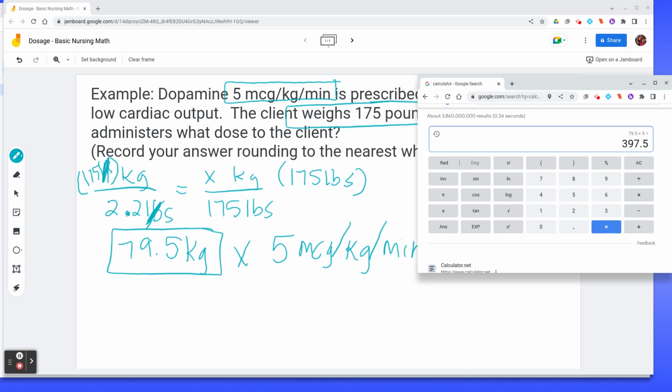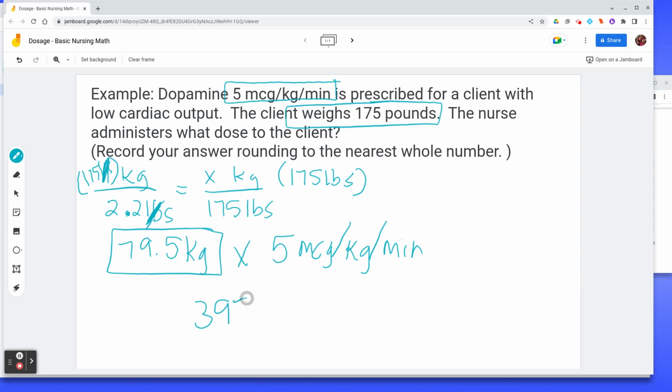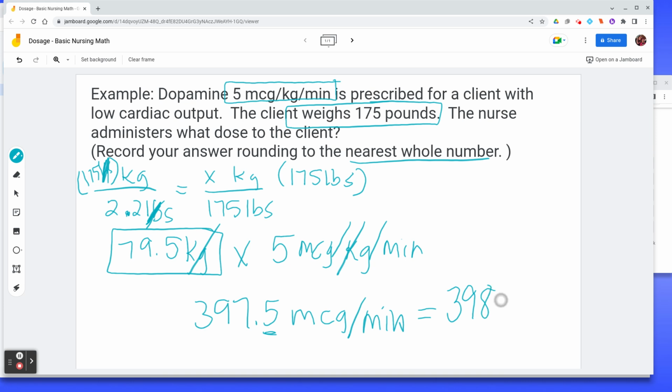So 397.5. And our kilograms will simplify, so we have micrograms per minute. Now in the instructions, it tells us to round to the nearest whole number. So this 0.5 will round our 7 up to be an 8. So we have 398 micrograms per minute.